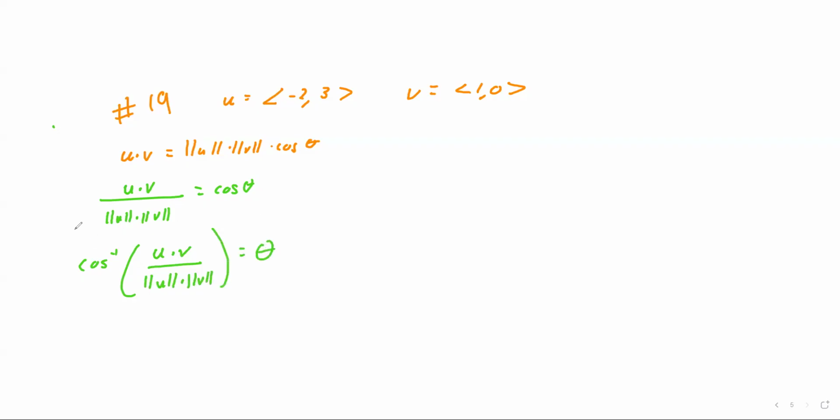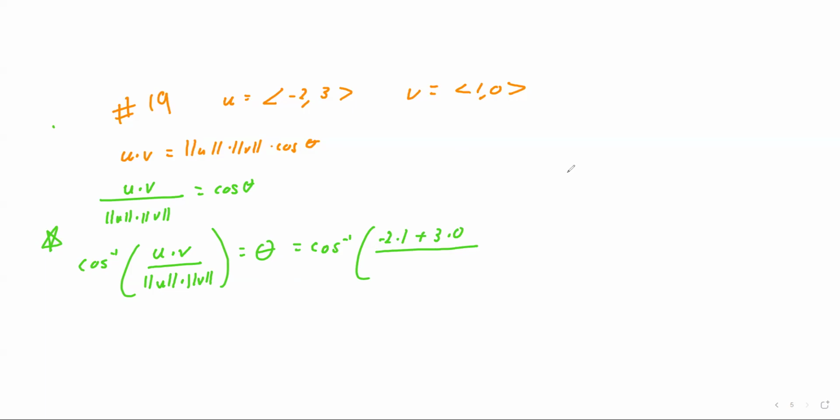So there's a new formula. You can actually now go straight to this formula by doing the work. So here we go, doing the dot product at first. I'm going to do cosine inverse. The dot product would be -2 times 1 plus 3 times 0.